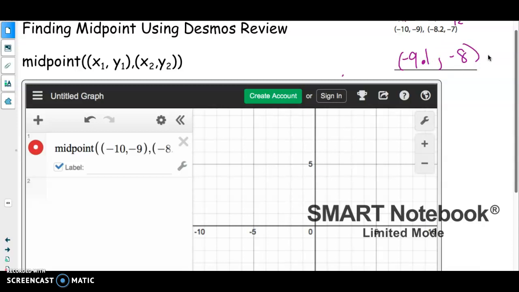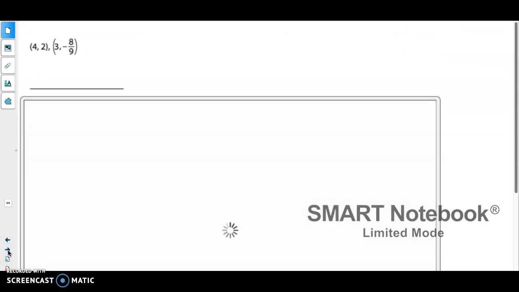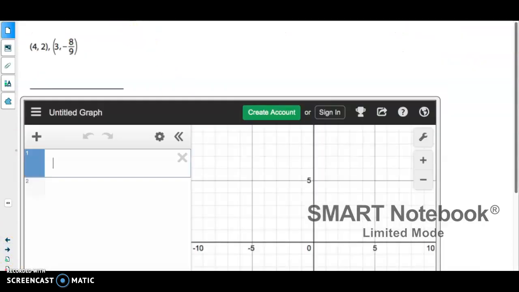And remember, Desmos can be your friend here. Type in the word midpoint, parenthesis, and then you use your ordered pair. Make sure you have that double parenthesis or it won't work. So we're going to do one more example here using Desmos. Again, we're going to label these. I like to label that way I don't make any mistakes. So this is x1, y1, x2, y2. And when I label, it just makes sure that I have everything in order and ready to go.